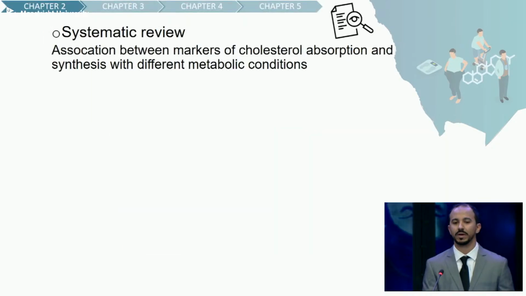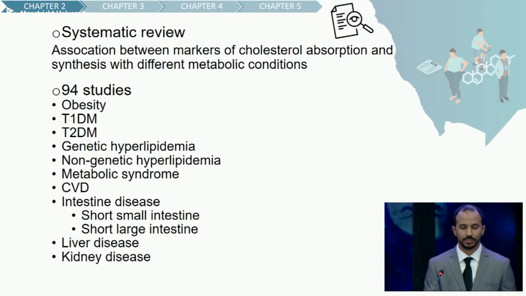First, we performed a systematic review to observe the association between the markers of cholesterol absorption and synthesis with different metabolic conditions. I collected all relevant literature, analyzed the markers for cholesterol absorption and synthesis, and compared them to the controls in different metabolic conditions. We selected 94 studies and clustered them based on the metabolic conditions. The clusters were as follows: obesity, type 1 and type 2 diabetes mellitus, genetic and non-genetic hyperlipidemia, metabolic syndrome, cardiovascular disease, intestine, liver, and kidney diseases.